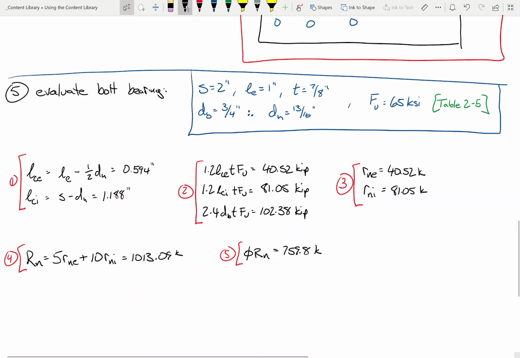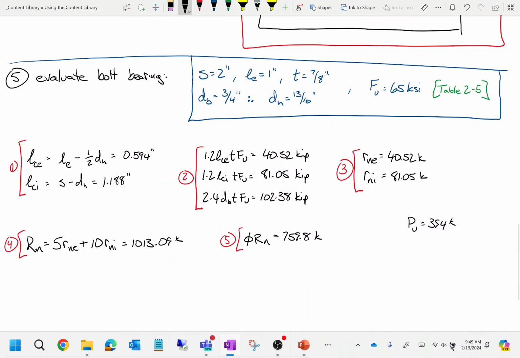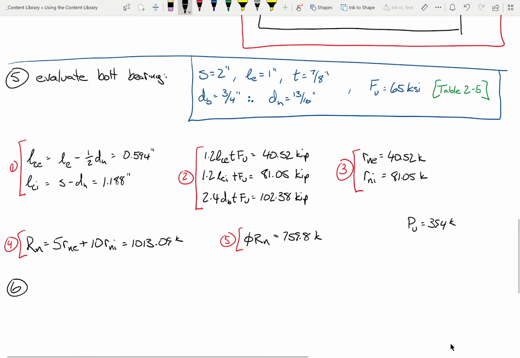So is this connection fine in bolt bearing? Well, remind me, what was the load that we were designing for? So is it fine in bolt bearing? Oh yeah, it's fine. So I would say step 6, no iteration necessary.